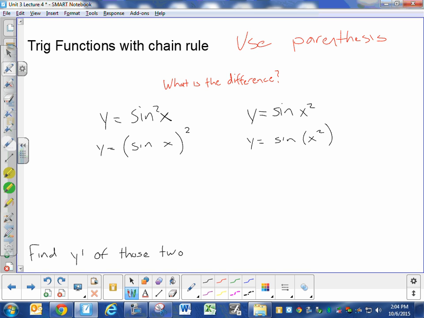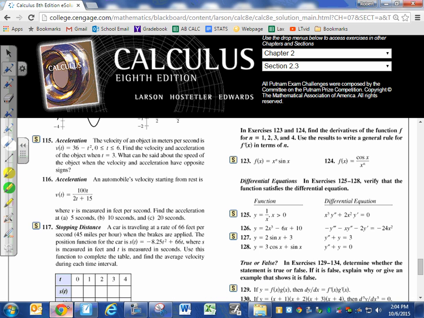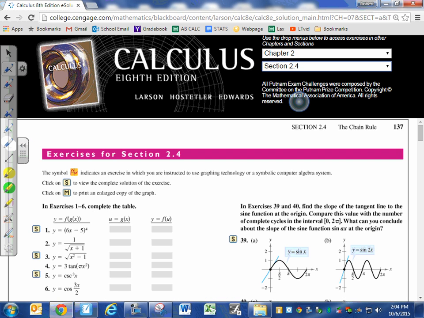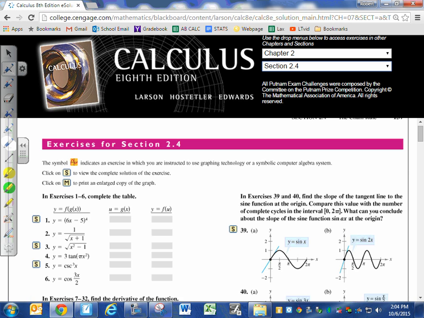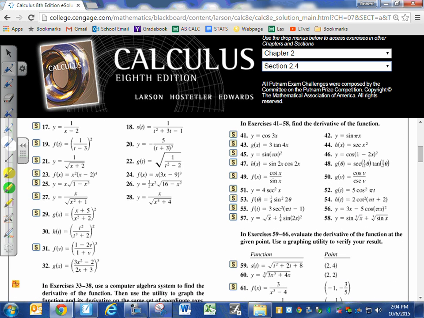Now you'll see on your homework tonight, and I'll show you a couple examples where you might get confused, that the parenthesis location sometimes is not obvious what to do here. Like if you look at 42, you see y equals the sine of pi x. This would be the sine and then parentheses around the pi and the x. You might want to write that down. It's not the sine of pi times x.